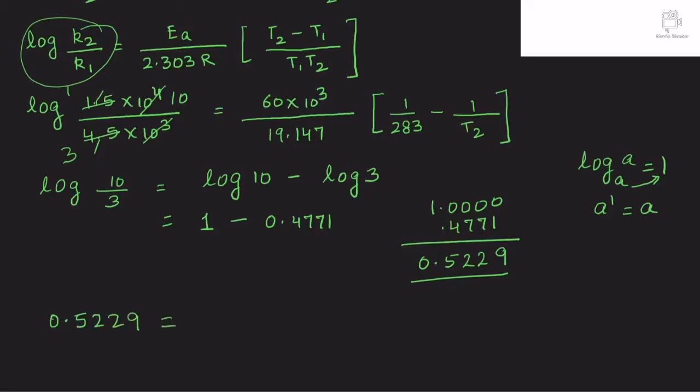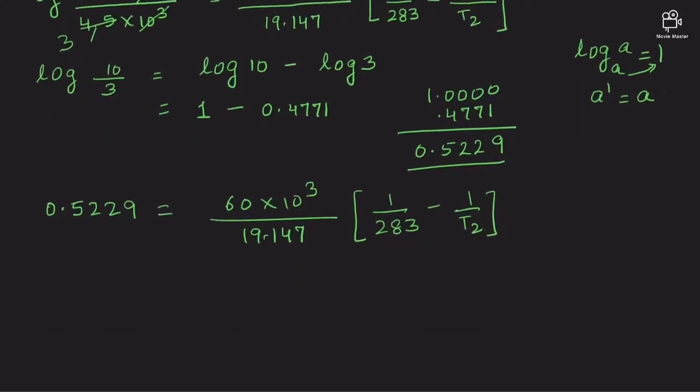So this whole part is taken care of, and we get the value of 0.5229, which is equal to 60 into 10 to the power 3 upon 19.147. Where did the 19.147 come from? Yes, the 2.303 into R. And you notice something over here. I have not put it as T2 minus T1 upon T1 T2. I have kept them separate because I need to determine T2. I don't want to complicate things over here. So I will leave it as 1 upon 283 minus 1 by T2.